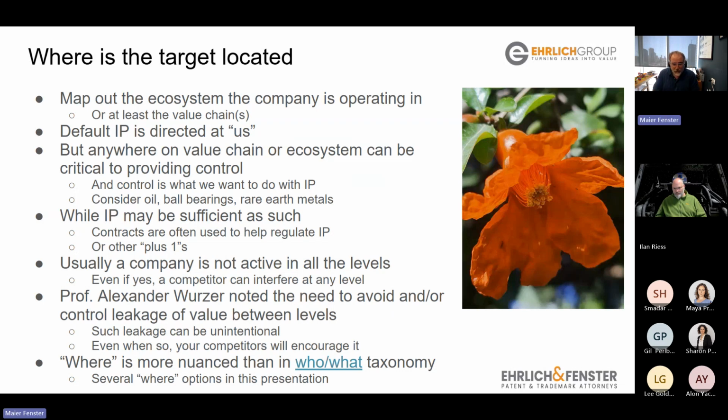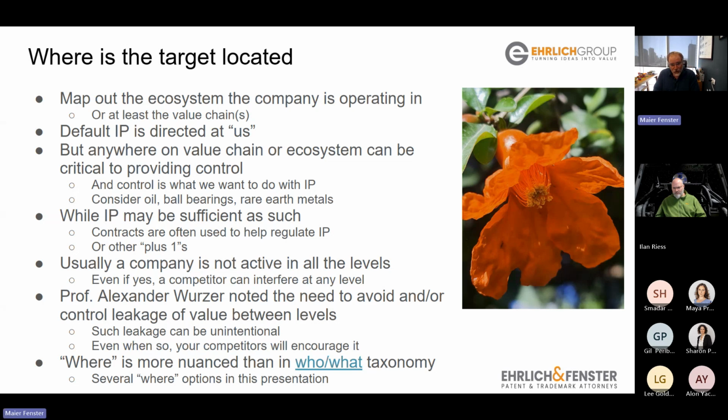A few months ago, I gave a talk about a who-what taxonomy, which was actually focused on strategy and spreading out different types of strategies. And when we talk about where the target is located, today I'm going to be a bit more nuanced, and I'd like to point out the following. Default IP is directed at what we're doing, us. Okay, we're making blue widgets. You're going to write a patent about blue widgets.